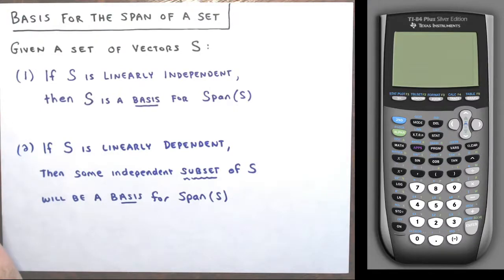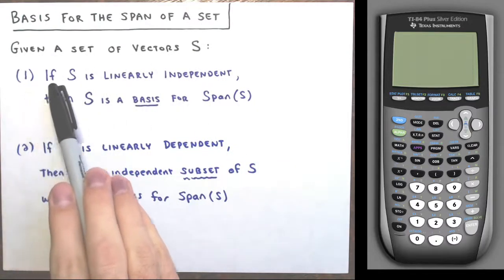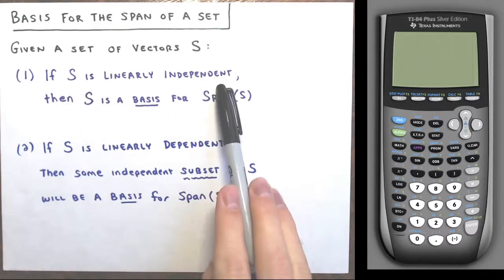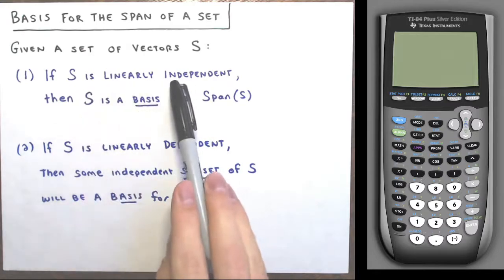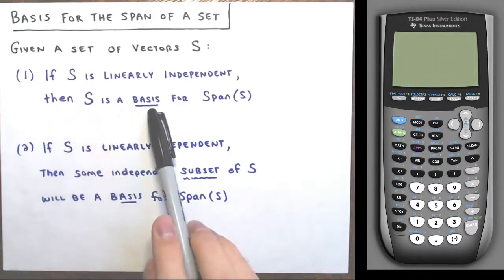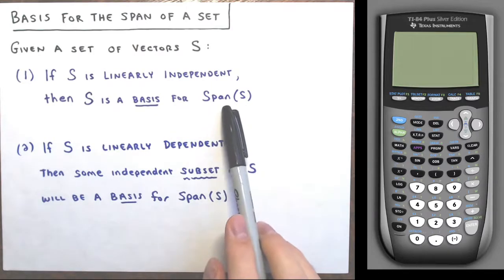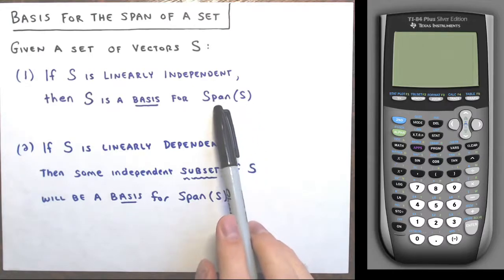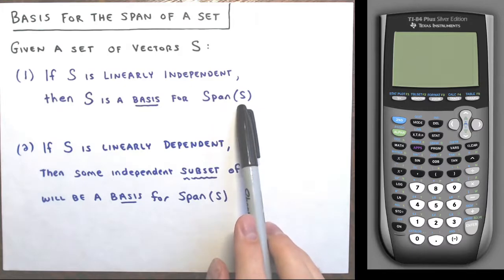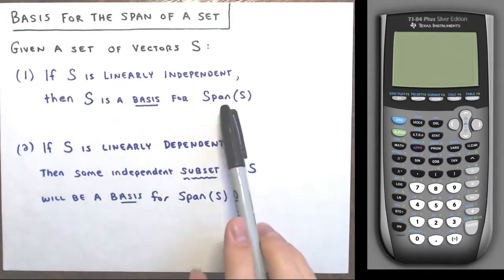So when I talk about a basis for the span of a set, suppose we're given a set of vectors S. One, if S is a set of linearly independent vectors, that means that none of the vectors in S can be written as a linear combination of the other vectors in S. Then S would be a basis for the span of S. Remember, the span of a set is the collection of all linear combinations of the vectors in that set. So if S is linearly independent, then S will be a basis for the span of S.